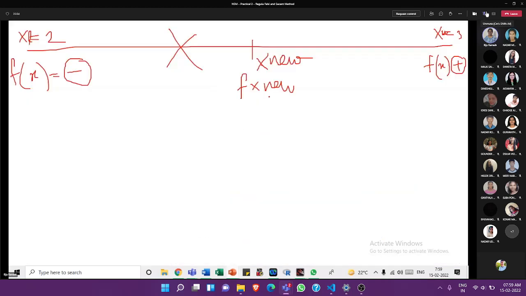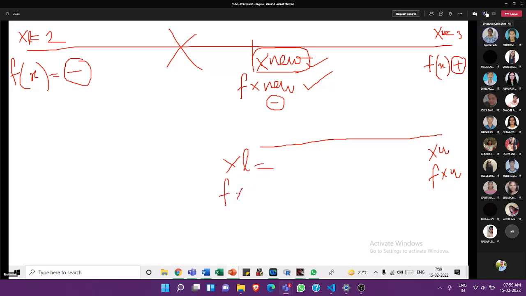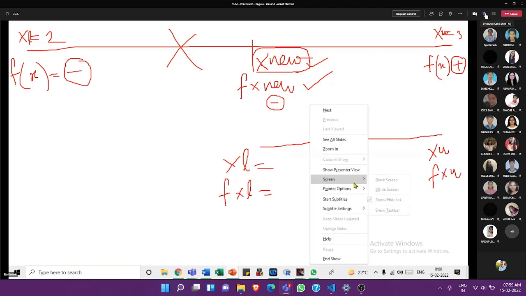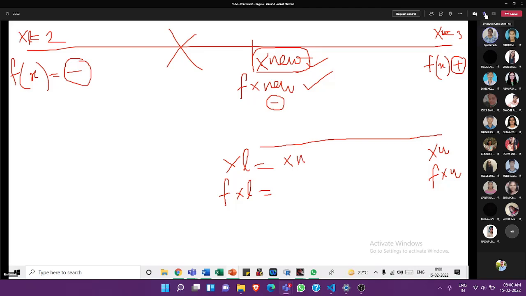See here, let us go here. Now you have found out x new. Let us just assume you have also found fx new. Now, fx new you found it to be negative. So this is gone. So the root lies between this and this. So xu is not changing, fxu is also not changing. But here xl will change and fxl will also change. Yes or no, students? Are you understanding this? So xl will be x new, the new root. And what is fxl? You have changed the root to be x new. So what is fxl?